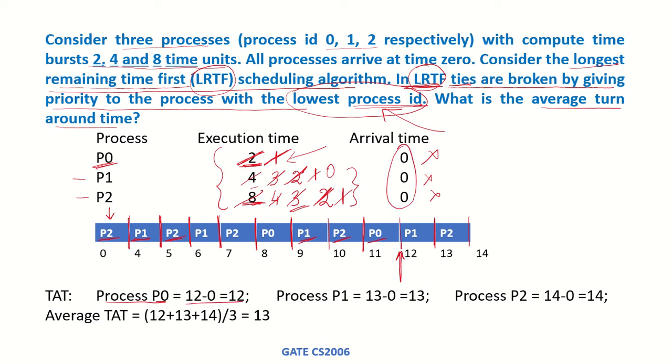So 12 minus 0 is 12. Process P1 finished at 13, so it's 13 minus 0, which is 13, and process P2 finished at 14, so its turnaround time is 14 minus 0, which is 14. So if you take the average of these, 12 plus 13 plus 14 divided by 3, which is 13. So this is the answer for this question.